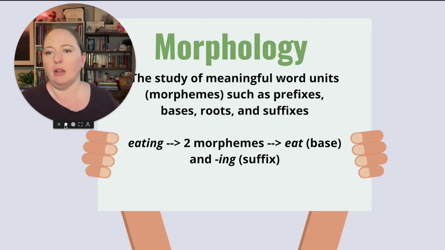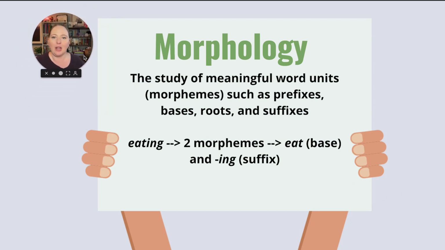Morphology is the study of meaningful word units, so morphemes. This is where we're talking about the prefixes, the suffixes, the base and root words, and how knowledge of those units helps you not only spell, but also understand and build vocabulary when you see those units in other words. If you know that eat is the base and ing is an ending, then that can help you potentially spell eating.